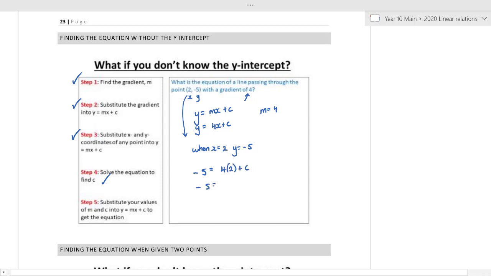It's -5 is equal to 8 plus c. I want to find what c is, so let's subtract 8 from both sides. When I do that, that's going to give me c is equal to -5 minus 8, which is -13. So now we can say that the equation of the line is y is equal to, well, we're told what the gradient is, 4x. 4x minus 13 is the equation of the line.